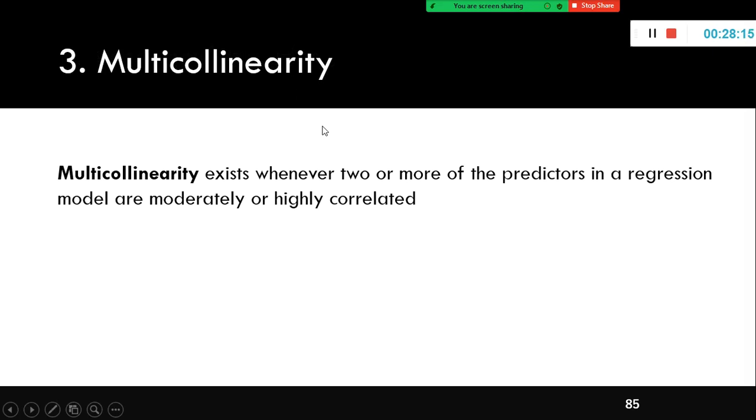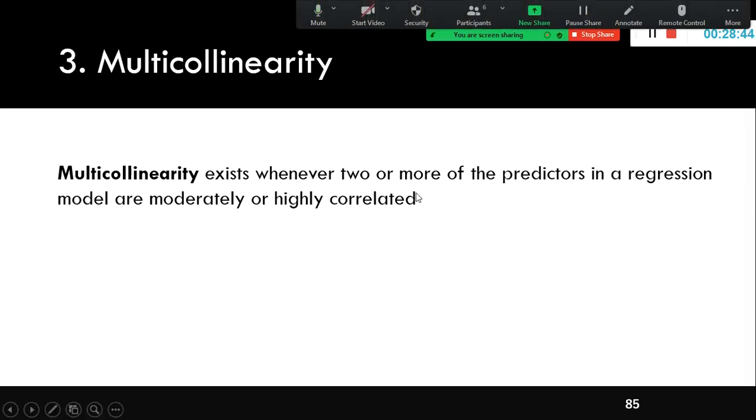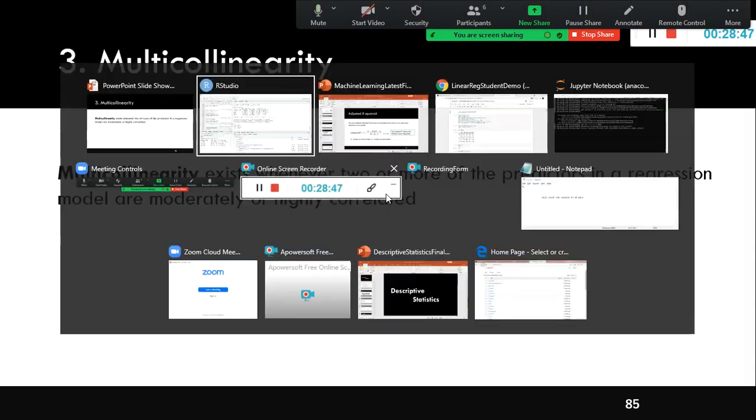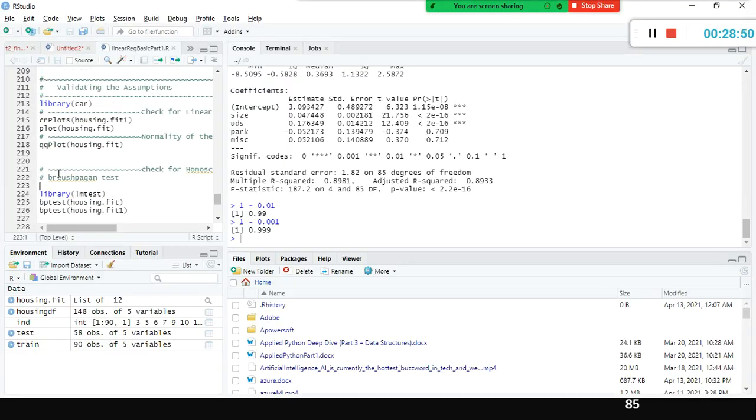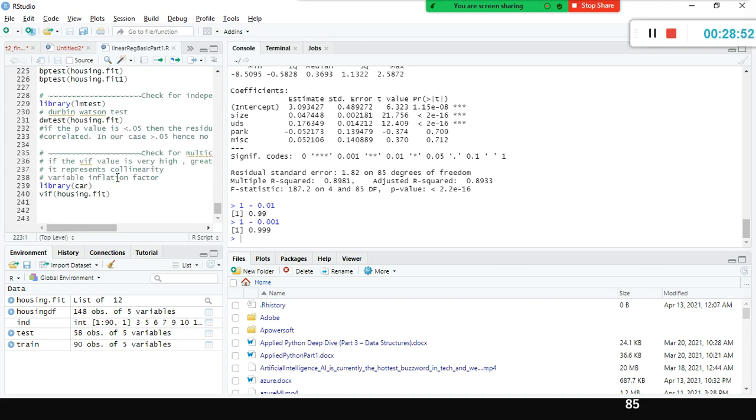Next one is multicollinearity. It occurs whenever two or more of the predictors in a regression model are moderately or highly correlated. This is very important. If there is a correlation between the independent variables but it is very mild, then you can ignore it. If it is highly correlated, then it is a cause for concern. You remember in the car plot I showed you, two variables were highly correlated. Which ones? Park and MISC.